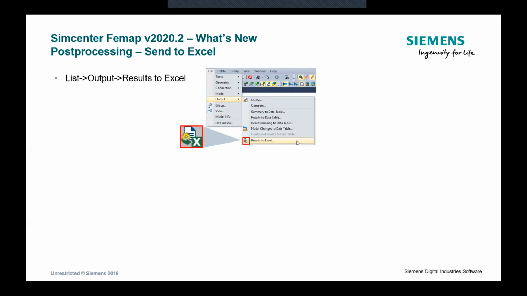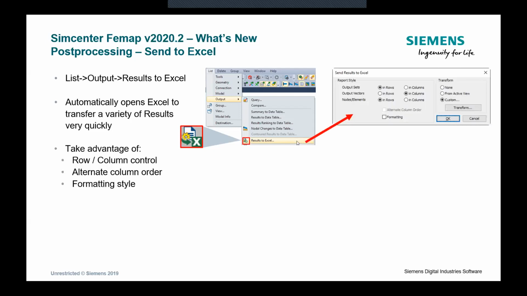This works very similar to the list output results to data table command. It automatically opens Excel and transfers a variety of results very quickly. The dialog box looks almost identical to results to data table. The one difference is that there's an option there for formatting instead of the summary table option. You have row column control. You can do the ultimate column order if you like.